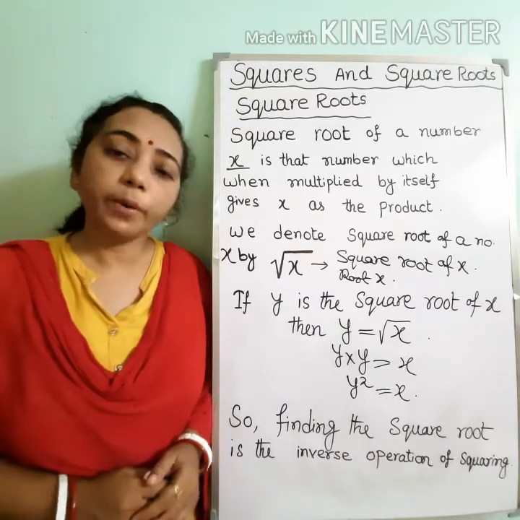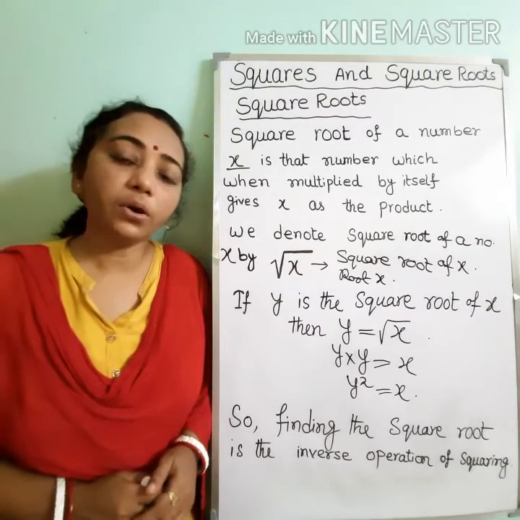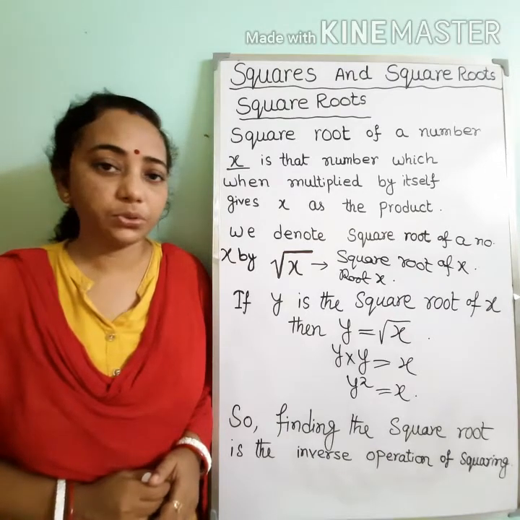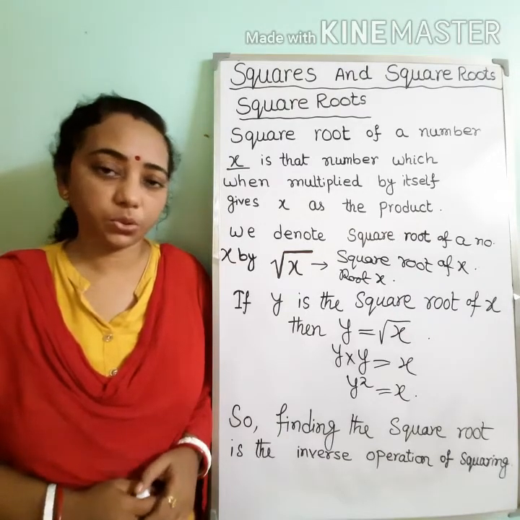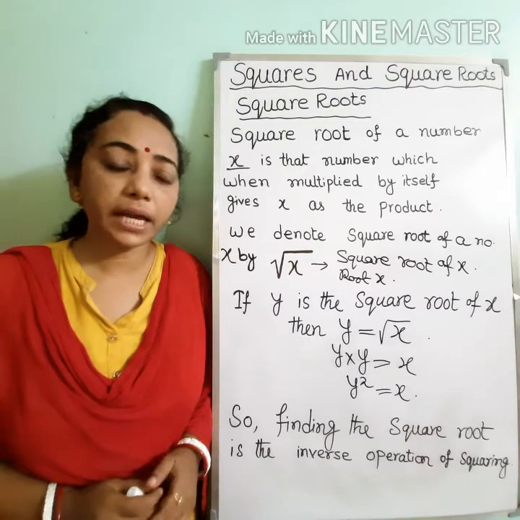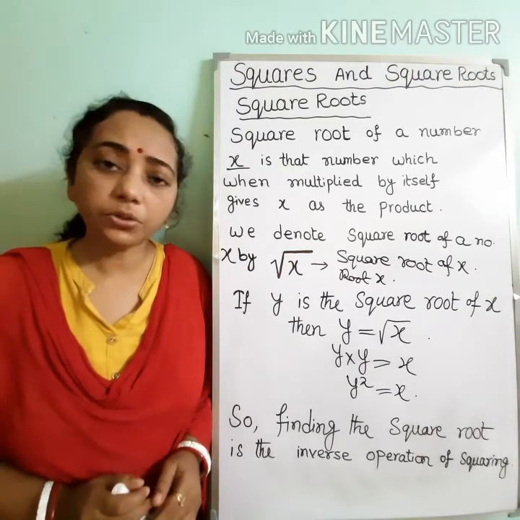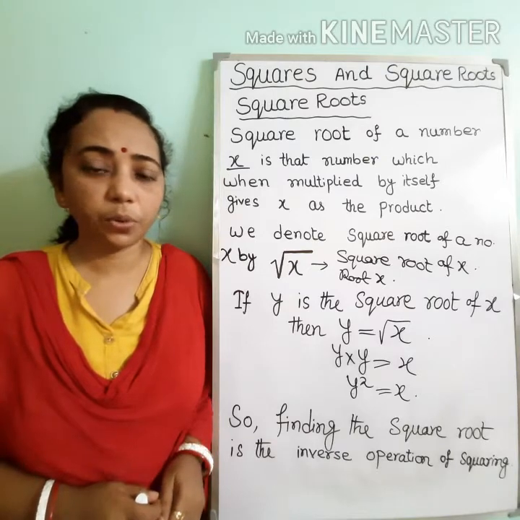Now, we all know about square figures. In a square, all sides are equal, and the area of the square is side into side, or we can say side square. Now suppose the area of a square is given as 144 centimeters square. Can you tell what is the length of the side of the square?